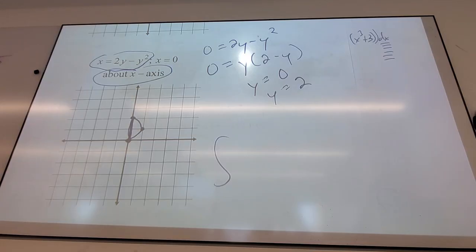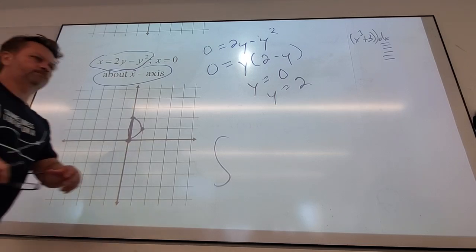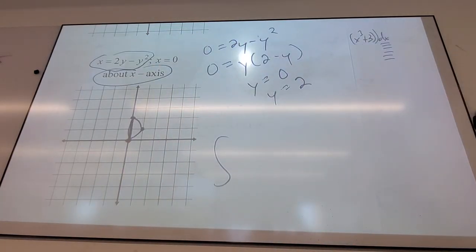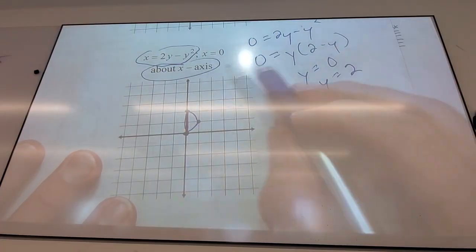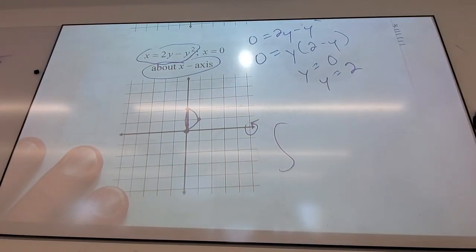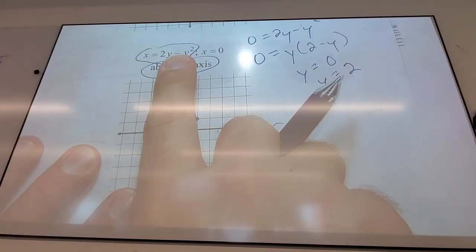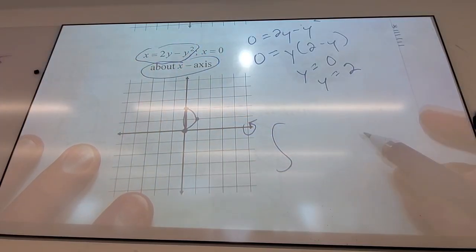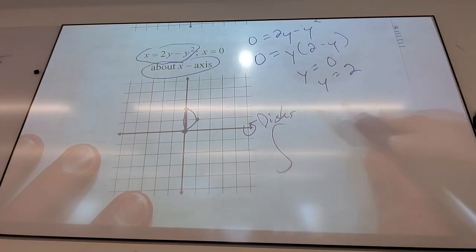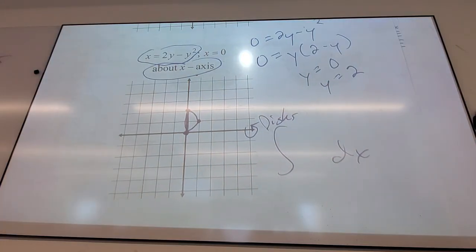We only knew the disk method at this point, and we tried to set it up and we realized it wouldn't work. Not easily anyway. So let's remember what's going on here. I've got my little region here, and I'm going to rotate around the x-axis. But my function's in terms of y, and I can't easily solve for y. Because what would disks need from me? Yeah, it's around the x-axis, so disks would need dx, and that's exactly what I don't want to do, right?